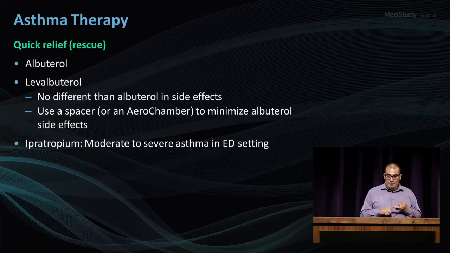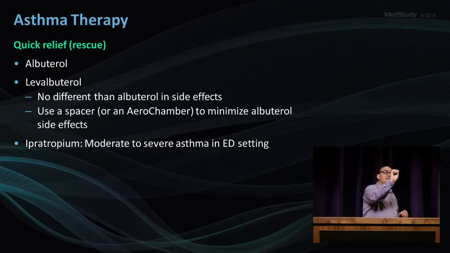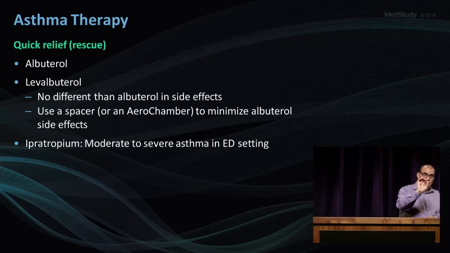Give them levalbuterol, what they call Xopenex, or give them ipratropium. So this is the answer: you give them a spacer or air chamber. And I will explain to you why.